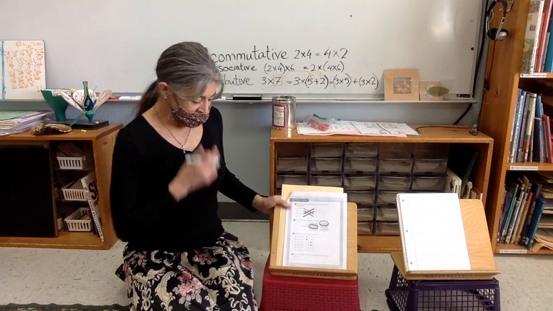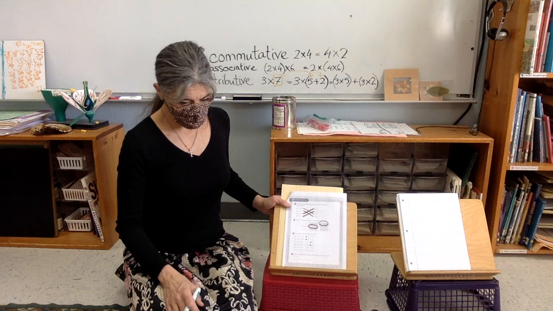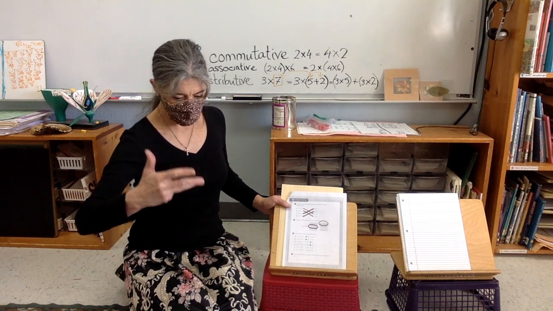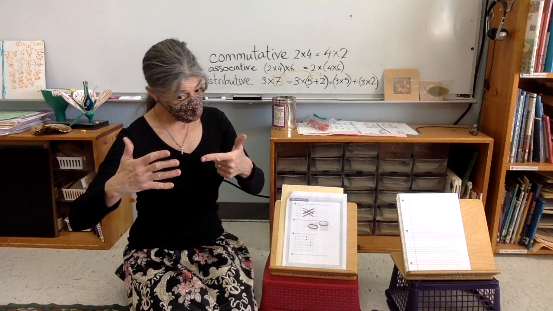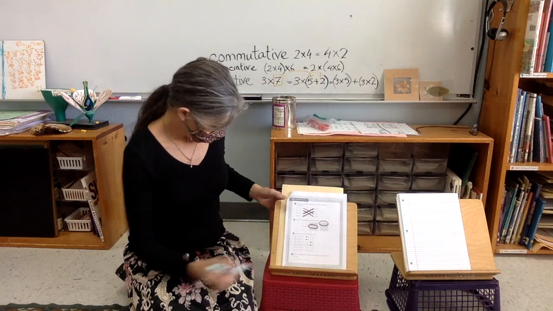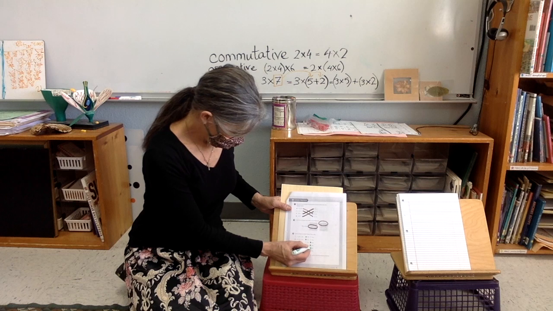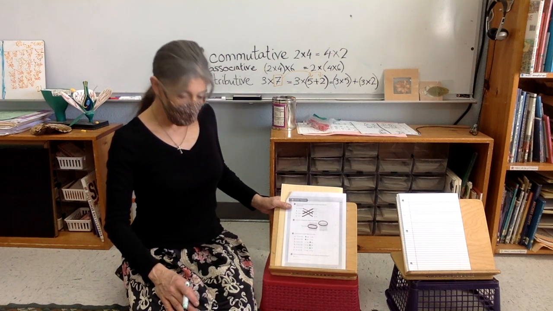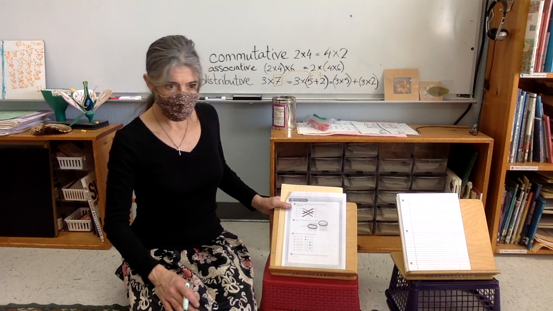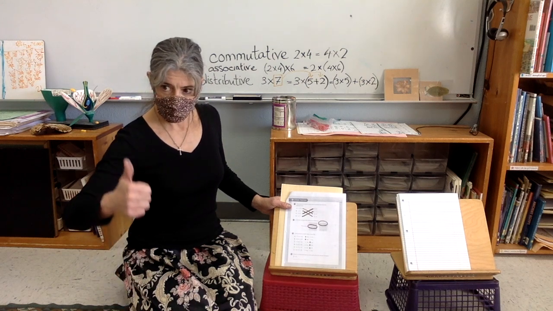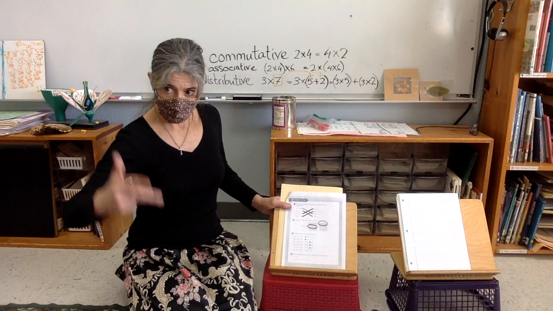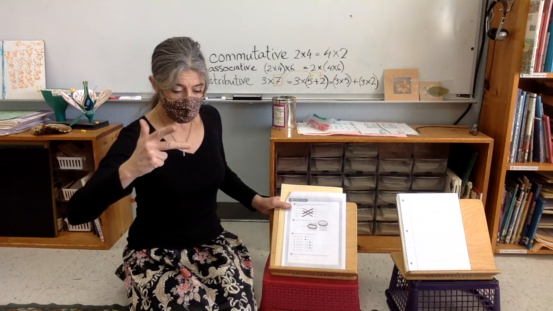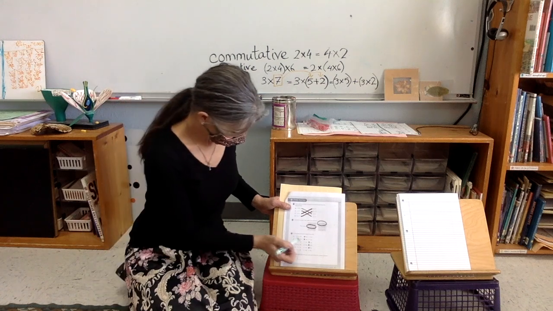E. 5 times 7 is 53. Skip count your 5s till you get to 7 of them. 5, 10, 15, 20, 25, 30, 35. No. See, every time you say that, it's wrong. And the last one. 9 times 4 is 36. Well, let's count our 9s. 9, 18, 27, 36. Yes.